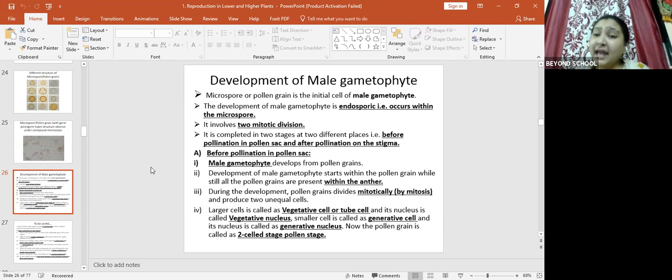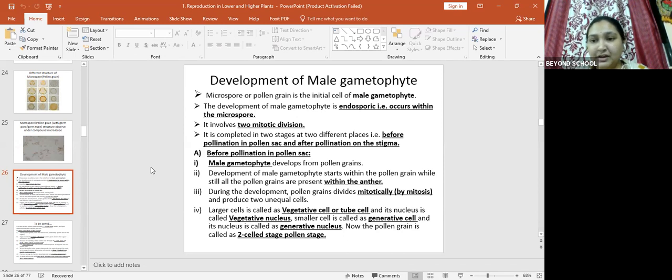ओके, एंड टू सेल्स बने. मैंने सिर्फ आपको लार्जर सेल के बारे में बताया. स्मॉलर सेल is going to form what? It is going to form a generative cell. And this generative cell is also going to form a nucleus, Siddhant. So we are going to call it a generative nucleus. When these two cells are formed, that is a vegetative nucleus and a generative nucleus, we call it a two cell stage pollen grain.